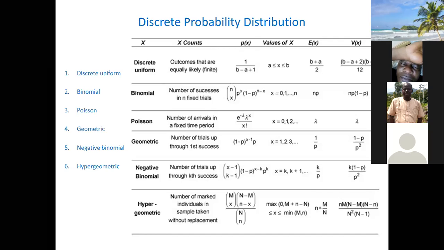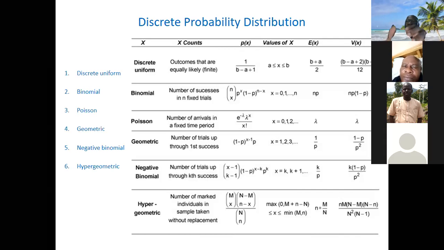Now, the second column, look at the first, discrete uniform: outcomes that are equally likely. When you have finite outcomes, there is also a uniform under the continuous distributions. That's why they put finite. Finite means that there is a limited number of outcomes.